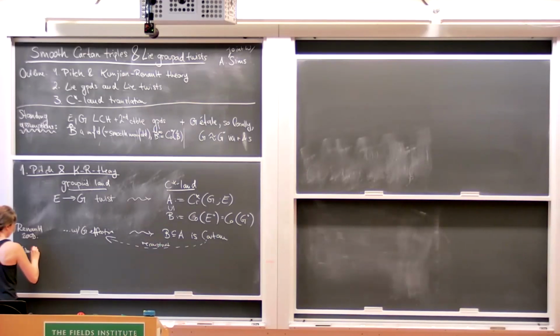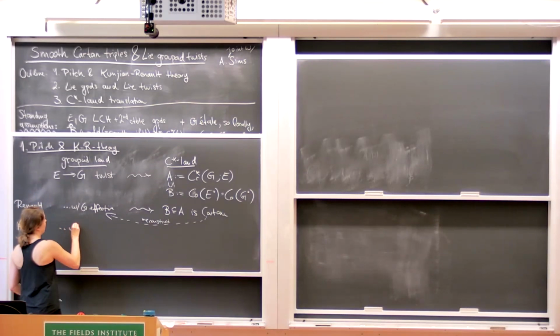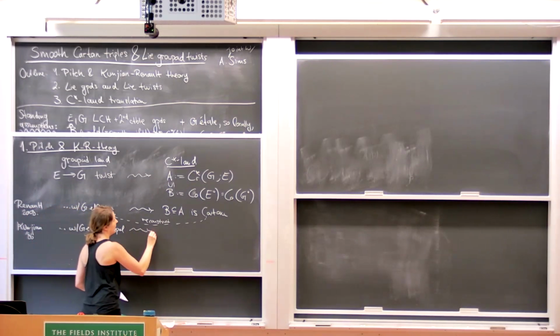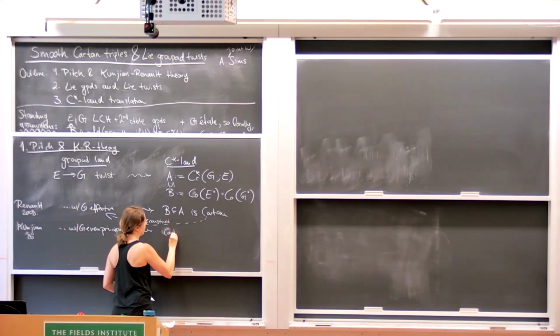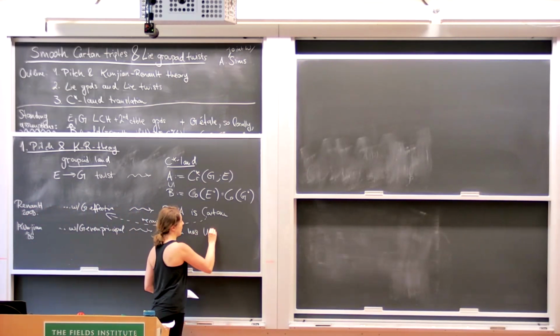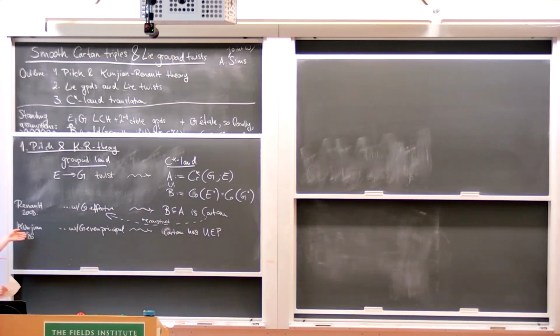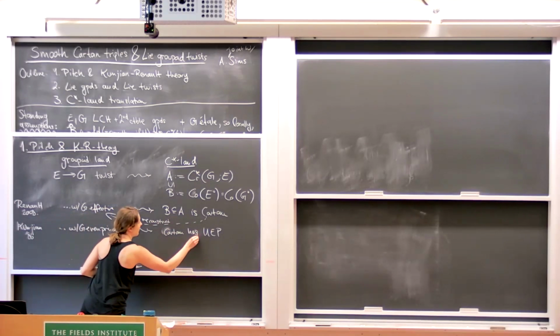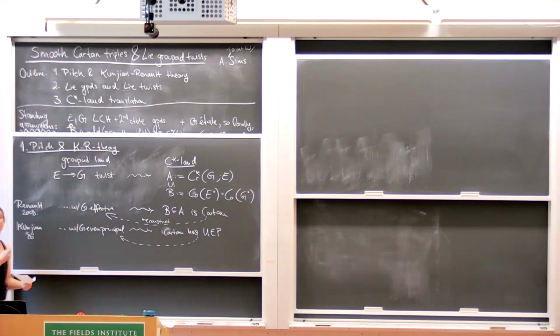Then there is a result by Kumjian, and I'm slightly redefining history here because Kumjian's result was actually before Renault's result. So if you assume that G is even principal, then the Cartan has the unique extension property. So in reality, as I mentioned, Kumjian's result was first, and people keep saying that Renault generalized Kumjian, but that's not quite true, right? Because Kumjian's result says, if you have something stronger here, you get something stronger there, right? Okay, so the Cartan with a unique extension property gives you a principal groupoid.